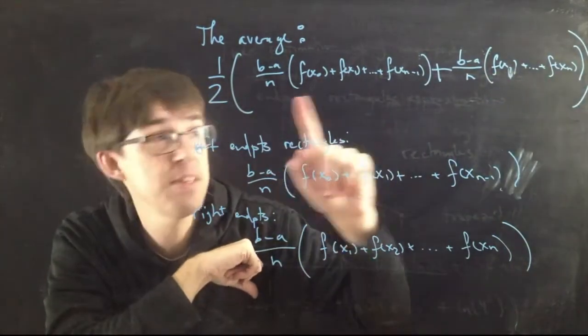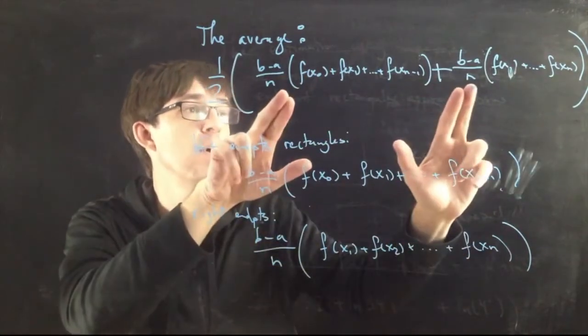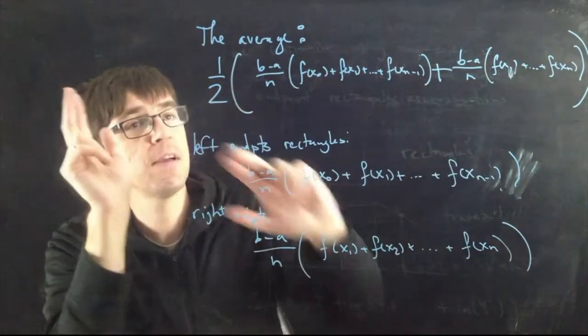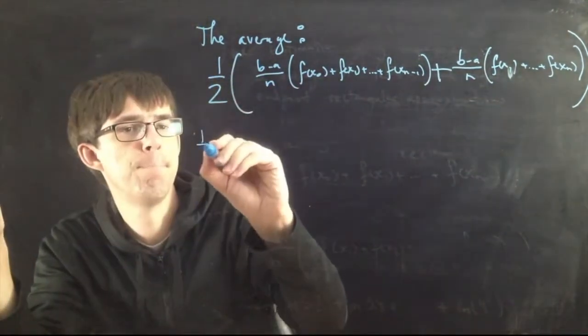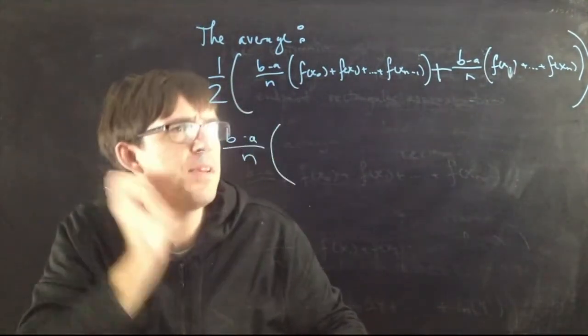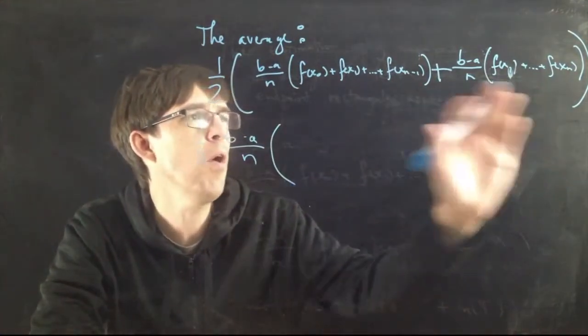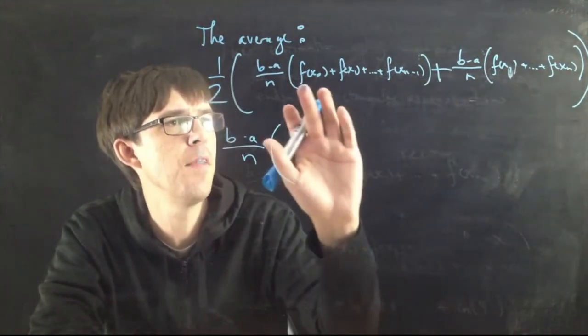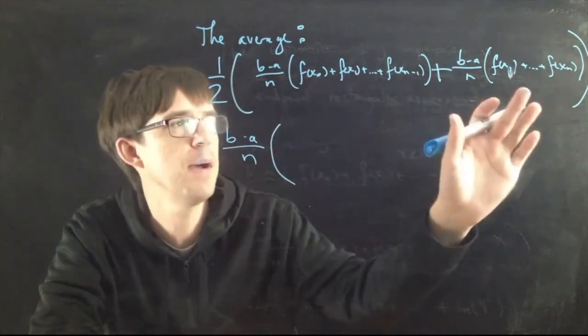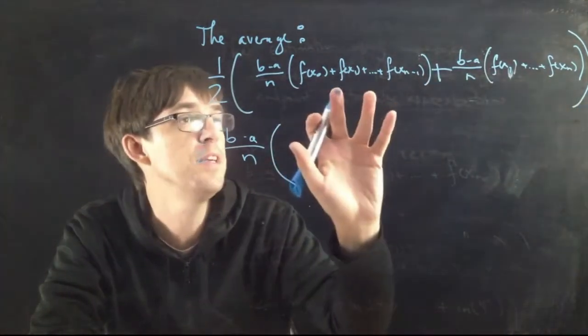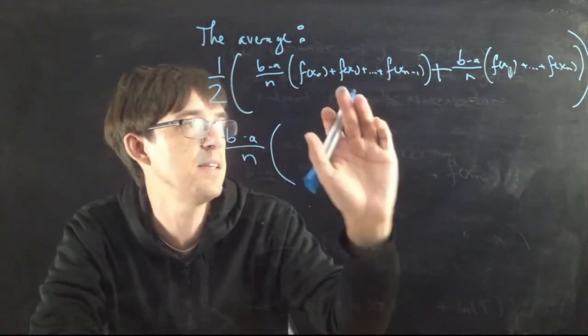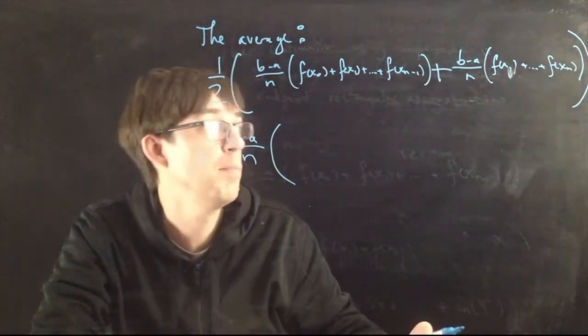You will see a lot of things can combine here. First of all, these all have b minus a over n. That can actually factor all the way out. And then what happens on the inside? These guys, they are almost the same. The only difference is this one has a x0, but that one doesn't. And this one has a xn, but that one doesn't. But otherwise, everything inside here being added together also appears over here being added together.